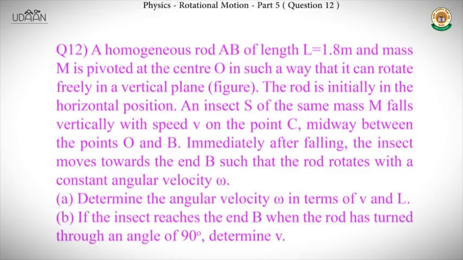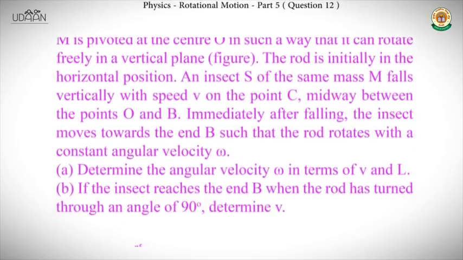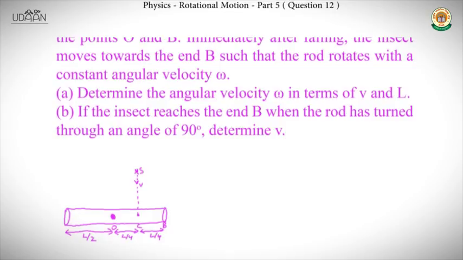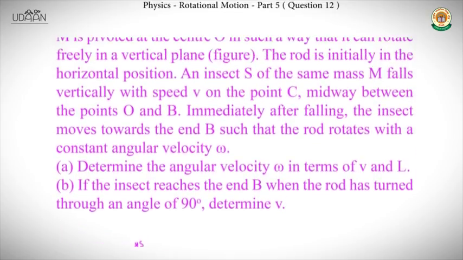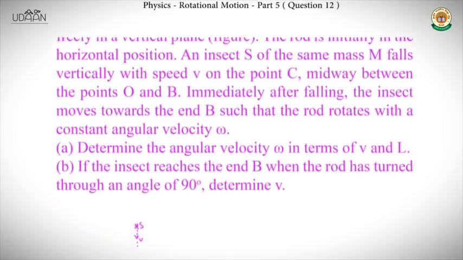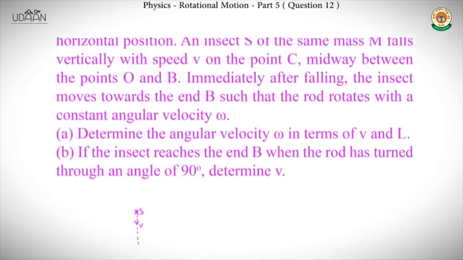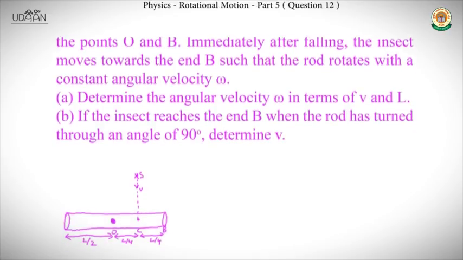Here comes question number 12. A homogeneous rod AB of length L equal to 1.8 meters and mass M is pivoted at the center O in such a way that it can rotate freely in a vertical plane. The rod is initially in the horizontal position and, as in this given figure, an insect S of the same mass M falls vertically with speed v on the point C midway between the points O and B.